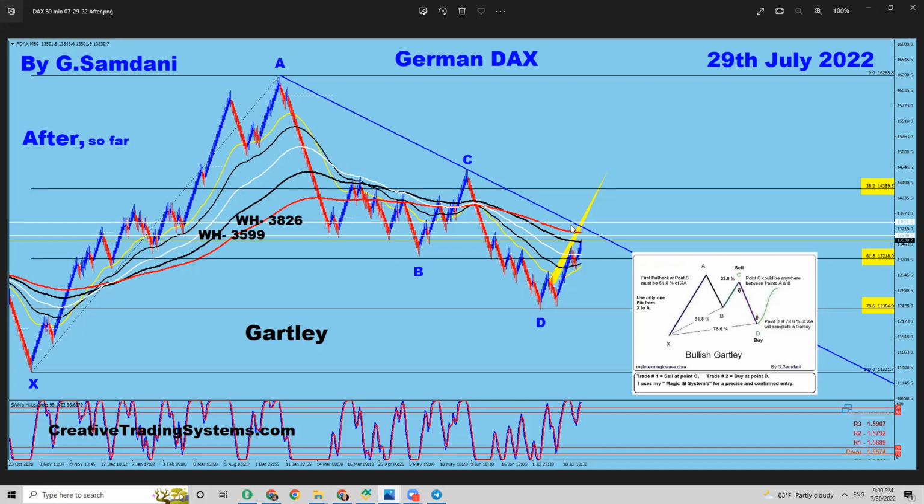Right now the current targets are these areas, a couple of numbers here, the weekly high. Let's see what happens on this one. When the market opens up, it's supposed to go all the way up, but let's see.